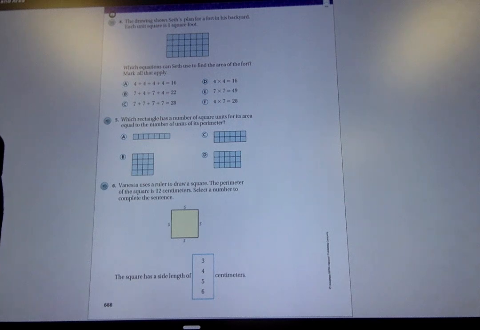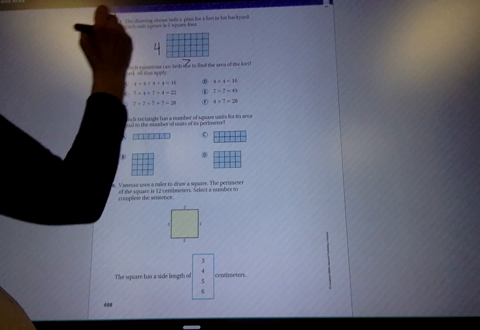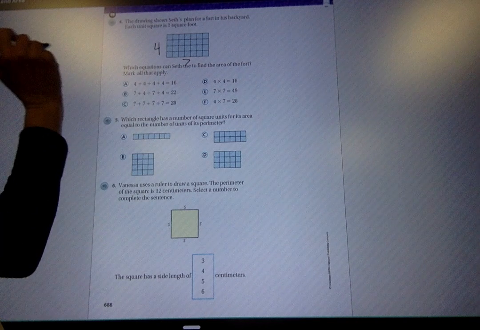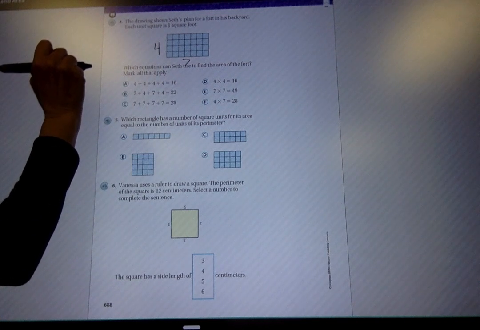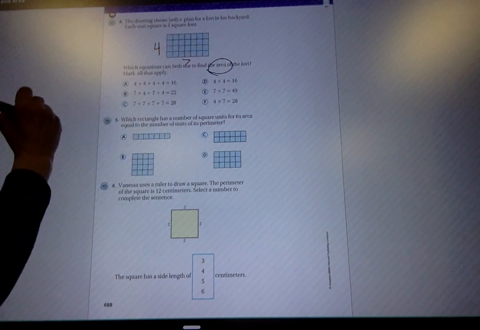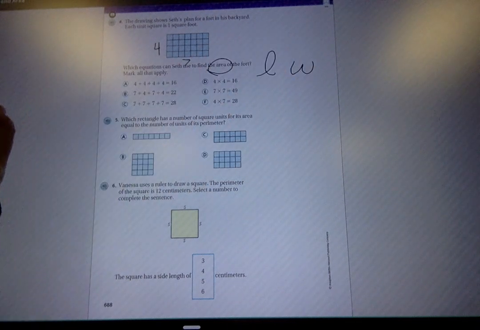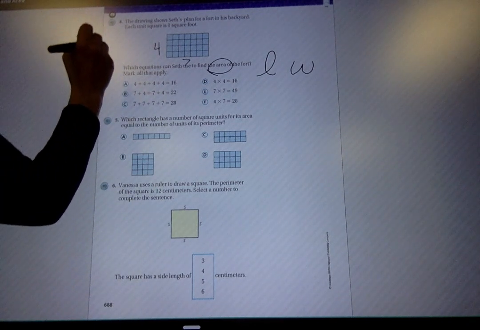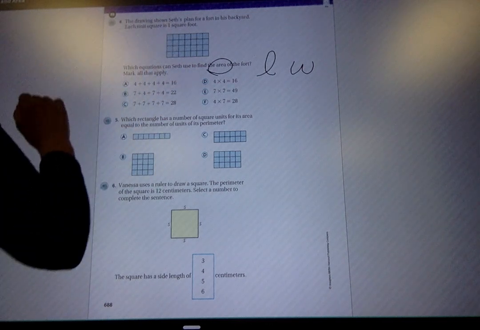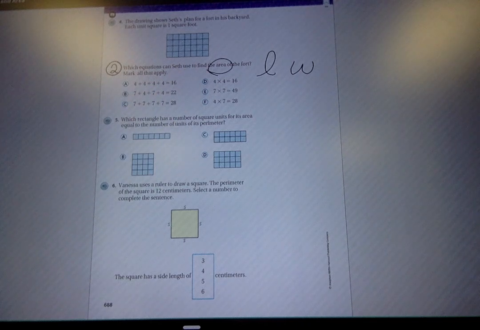Think about it. This is 7. This is 4. But we're only looking for area. Length and width are the numbers we need. Okay? And I'm going to give you a clue. There are 2 correct answers here. 2 answers that are correct.